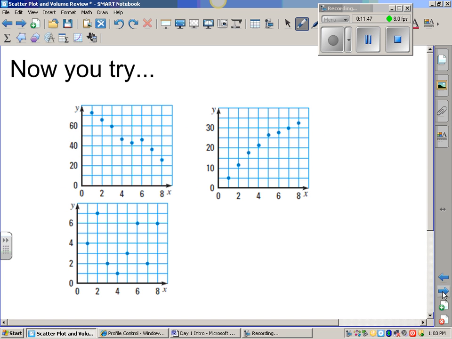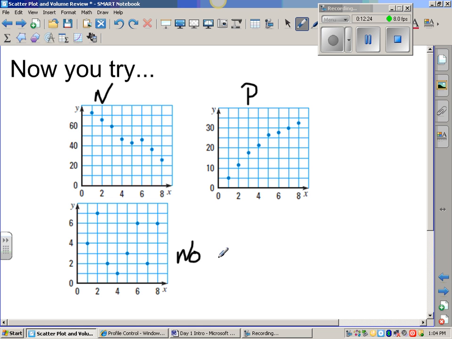Now, try it on your own. Each one of these is an example of the vocab word we just went over. This is an example of a negative correlation going down. This scatter plot is an example of a positive correlation because they go up. Again, a positive linear because the dots do resemble a line. And then this one here is definitely an example of no correlation, or no association.